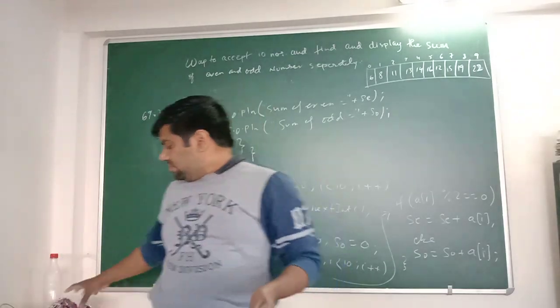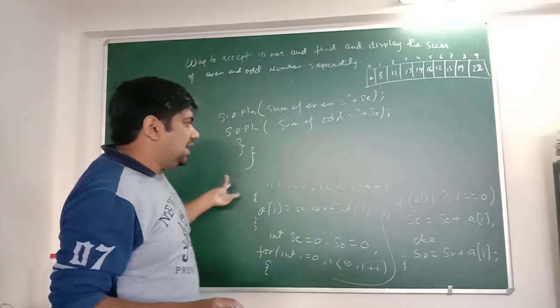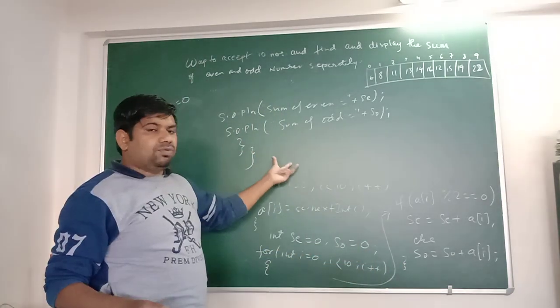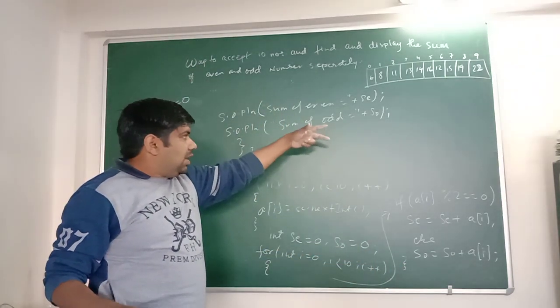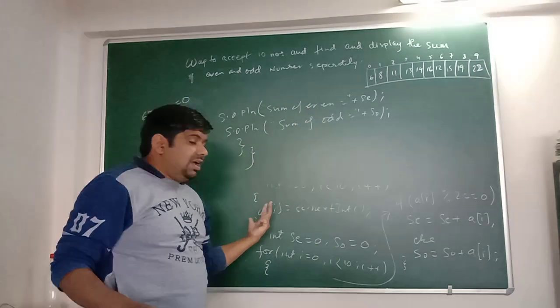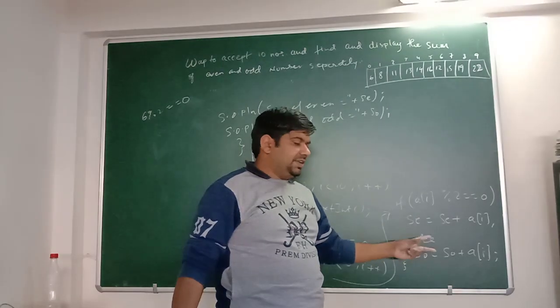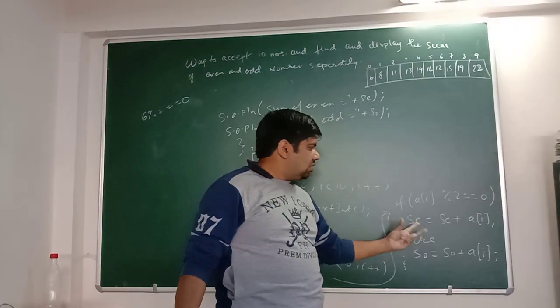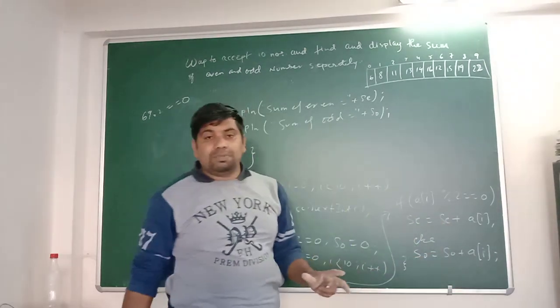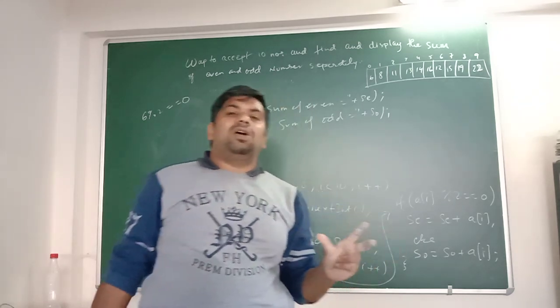So a very simple program using an array: we take a number and store it in the array. Again, one by one, we take it out from the array, check whether it is even or odd, and add it separately. If it is even, add it to the even sum, and if it is odd, add it to the odd sum. So this is a very simple program to find the sum of odd and even numbers separately.